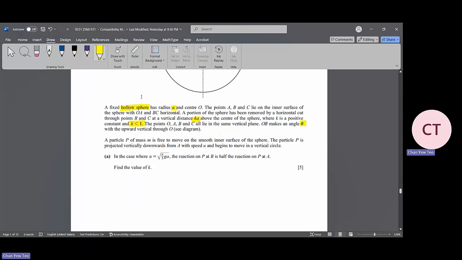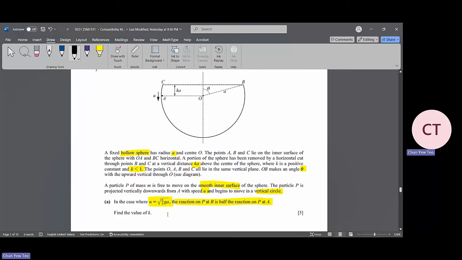See the diagram. Particle P of mass m moves freely on the smooth inner surface of the sphere. The particle P is projected vertically downward from A with speed u and begins to move in a vertical circle. In the case that u squared is equal to 6 over 5 ga, the reaction at B is half of the reaction at A. Find the value of k.